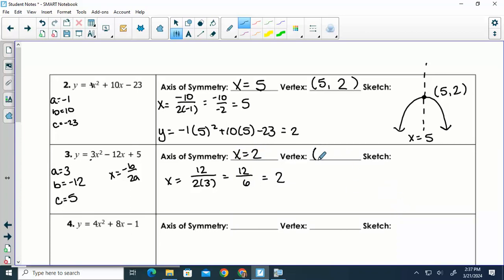The vertex is an ordered pair. We've already found the x. We have to plug that x into the equation to get y. 3 times 2 squared minus 12 times 2 plus 5. And you're welcome to just put it in your calculator. I don't care. So you're putting that in and just telling me what it equals.